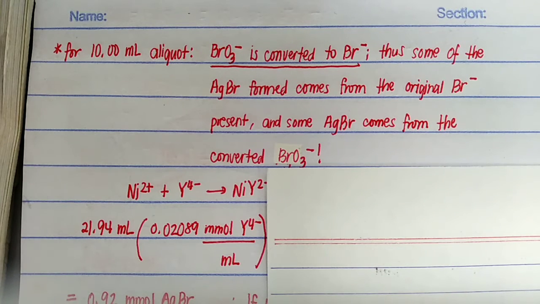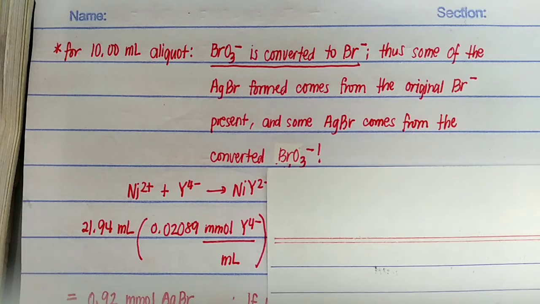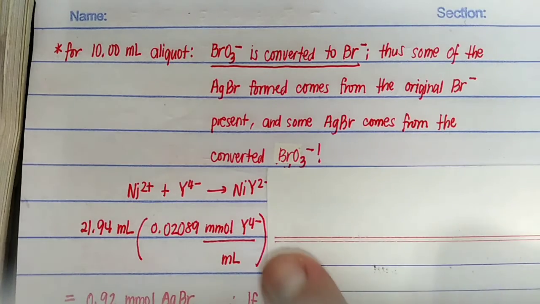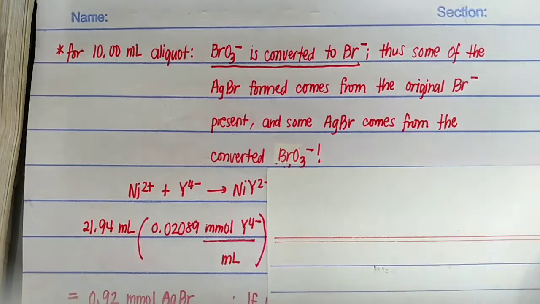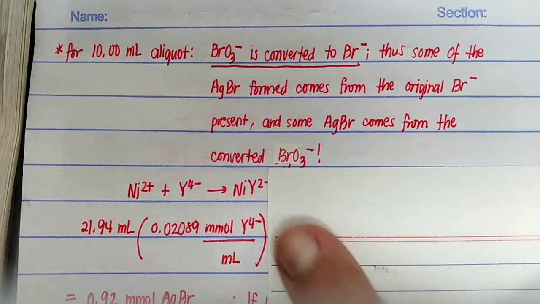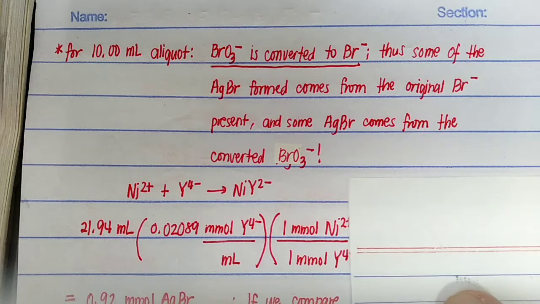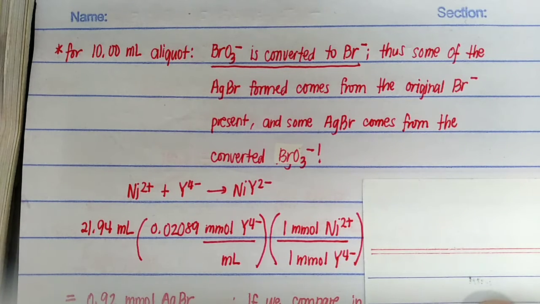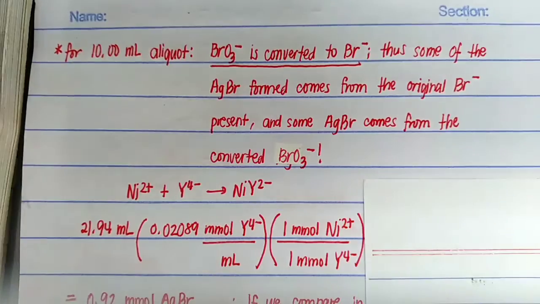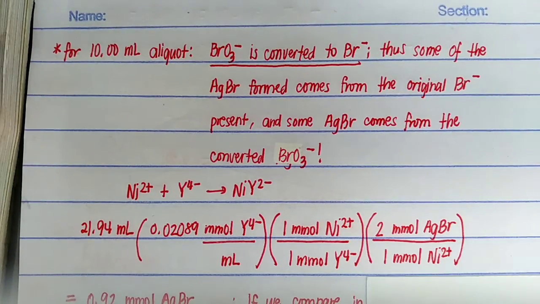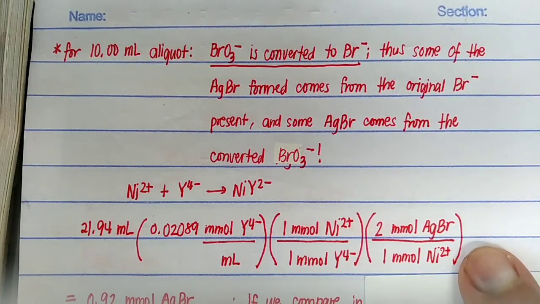We follow the same tactic that we've done for the 25 ml aliquot. So, the number of moles of EDTA, we now relate it to the amount of nickel that was formed from our equation above. And since it's not the nickel that we're interested in, but rather the bromide and the bromate, we can now write the following.